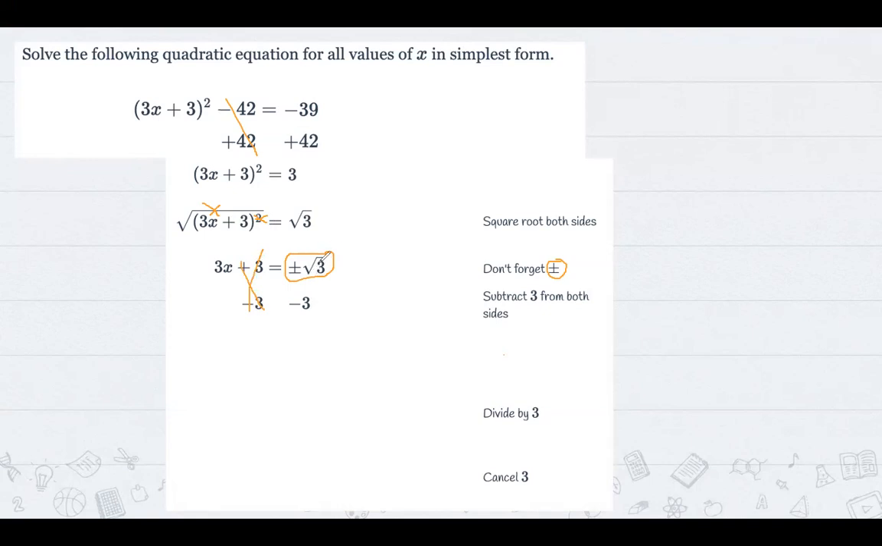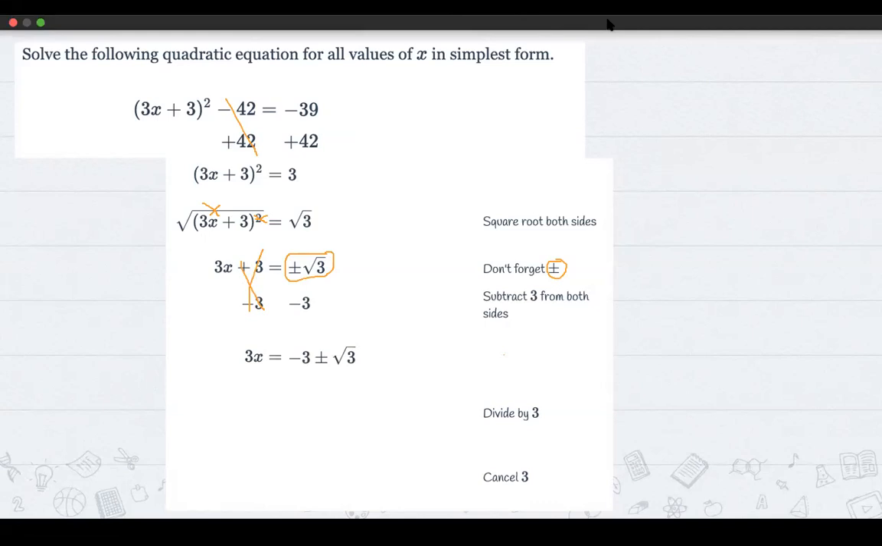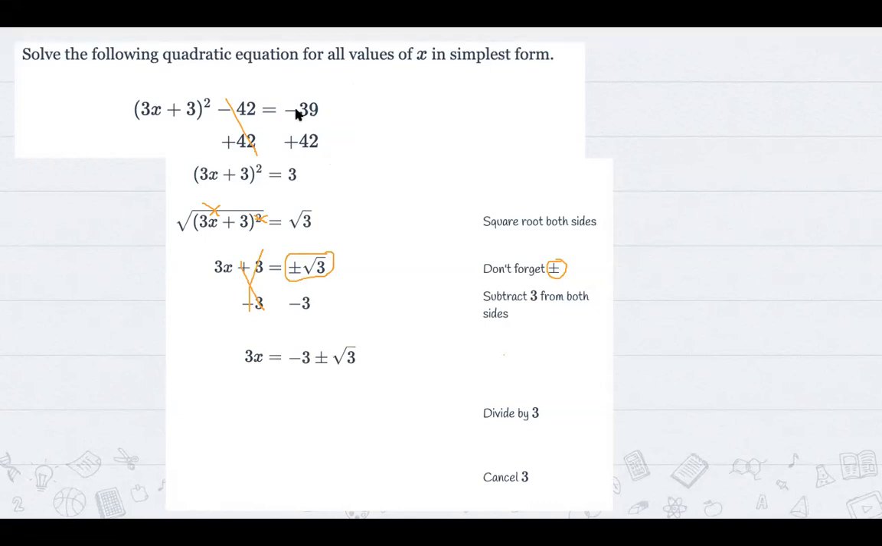However, root 3 and 3 are not like terms, right? So you cannot add them or subtract them. So what's going to happen is I'm going to just bring down 3x. I will bring down negative 3 like this. I keep the plus or minus like this, and I keep the root 3, because they're not like terms. I cannot add them or subtract them unless I want a decimal.